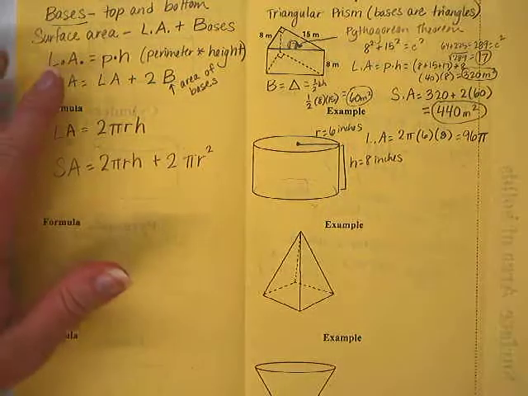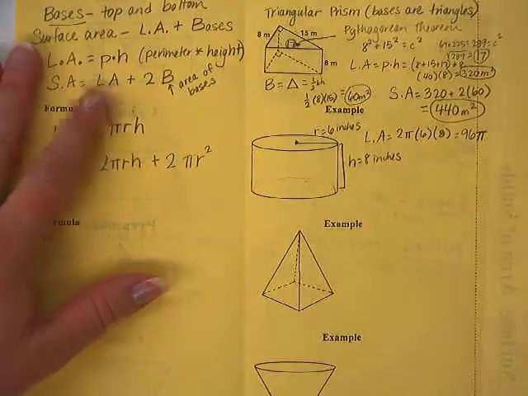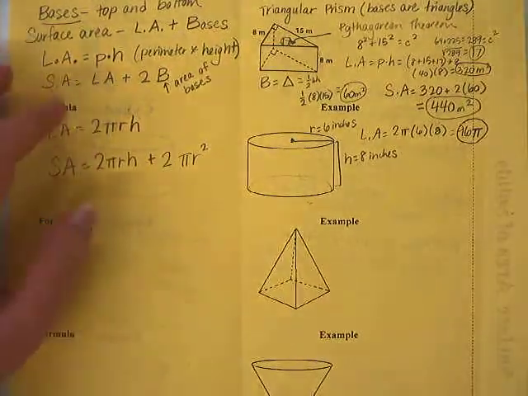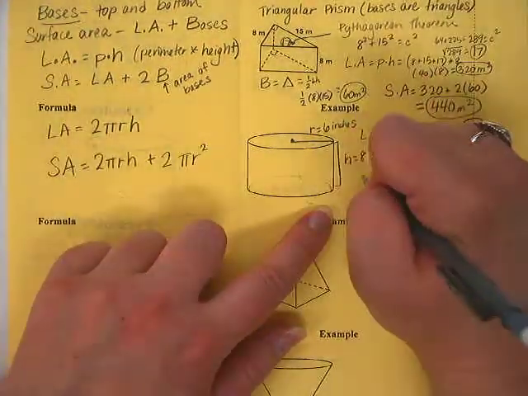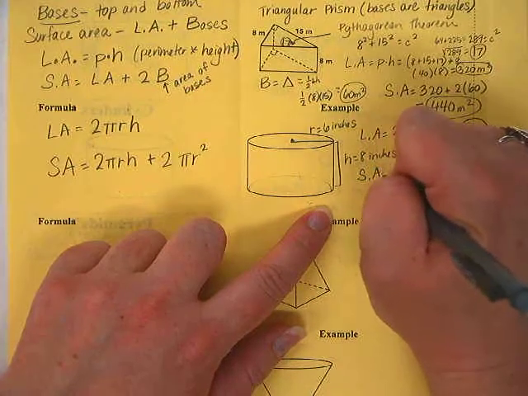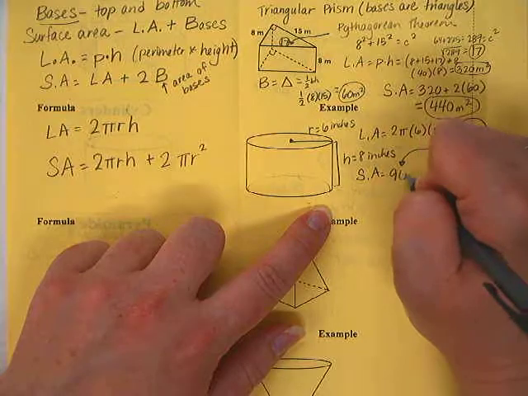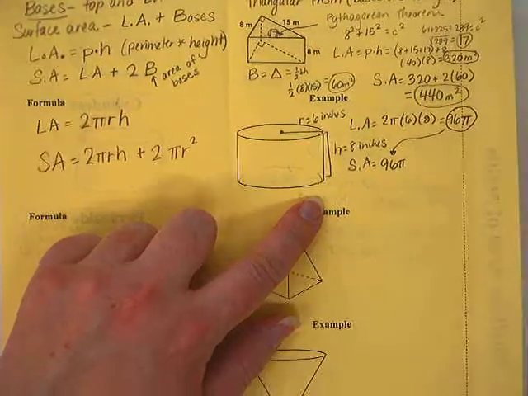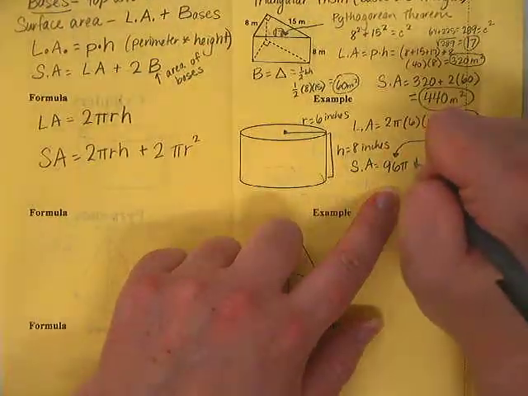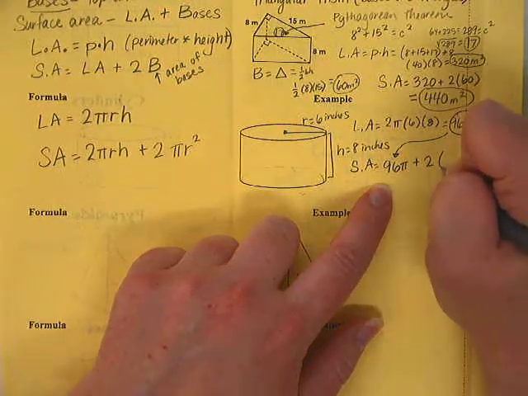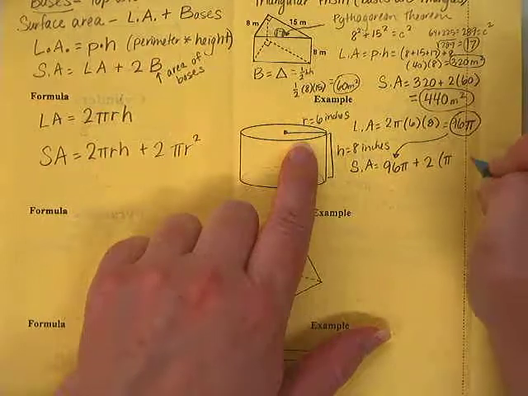First of all, we start by multiplying these numbers together and we ignore the pi for a minute. So 2 times 6 is 12 times 8. I think it's 96. And then we're just going to leave the pi on the side. Remember how we did that in our last chapter sometimes? That's all I'm going to do for this one. Leave the pi on the side. So there's the lateral area.